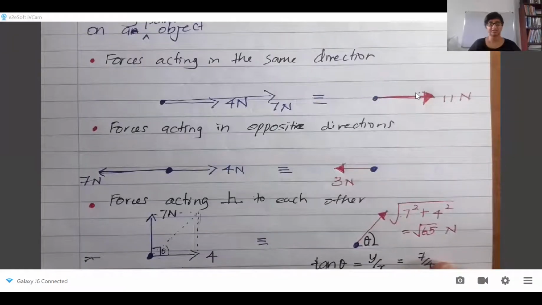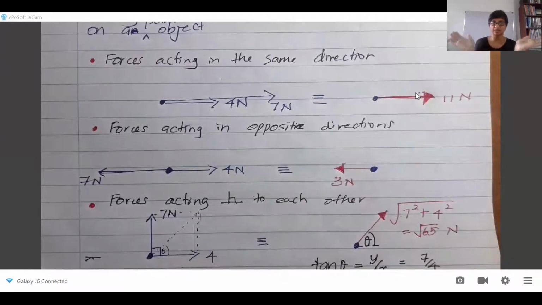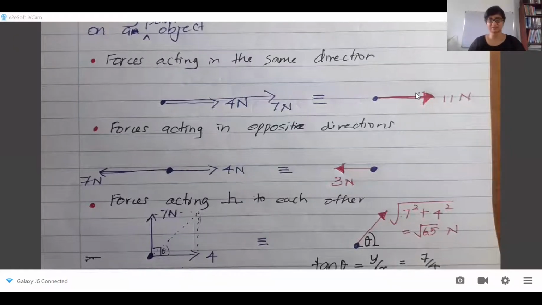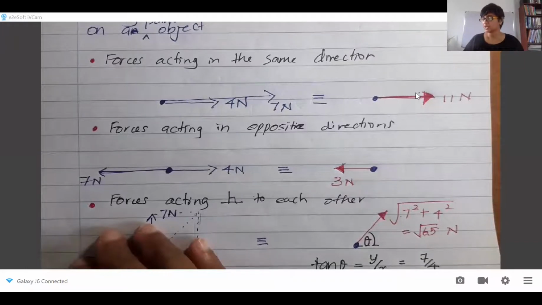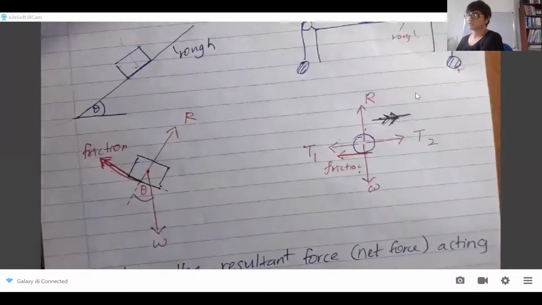So this is the basic: acting in the same direction, acting in opposite directions, acting perpendicular to each other. What if there are forces acting at other angles? Like two forces, one acting this way and one acting 30 degrees to it, not 90. Then how do we do it? Then we have to resolve the forces into components. This is something you have learned before.